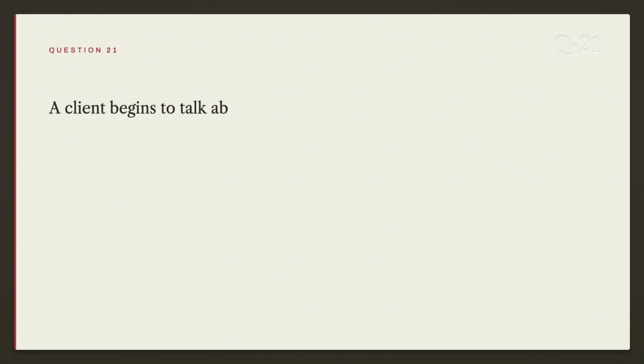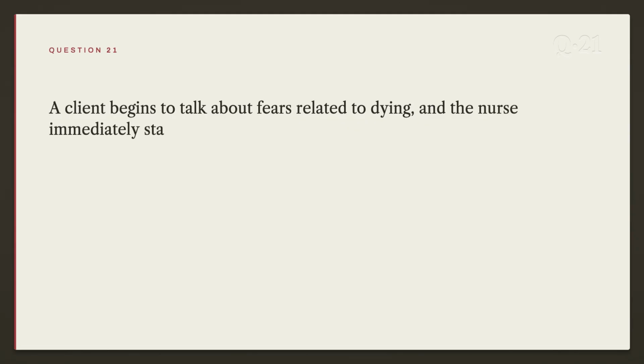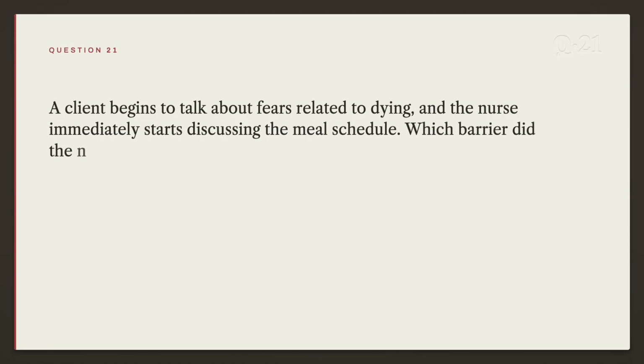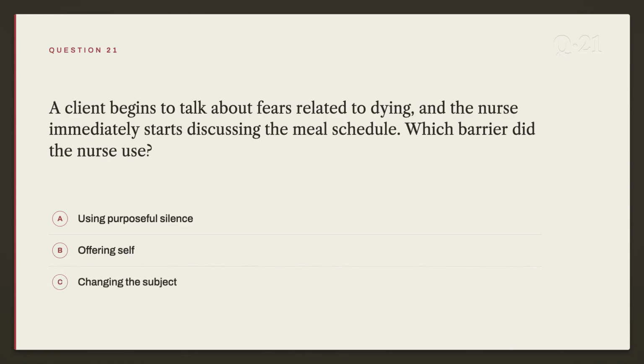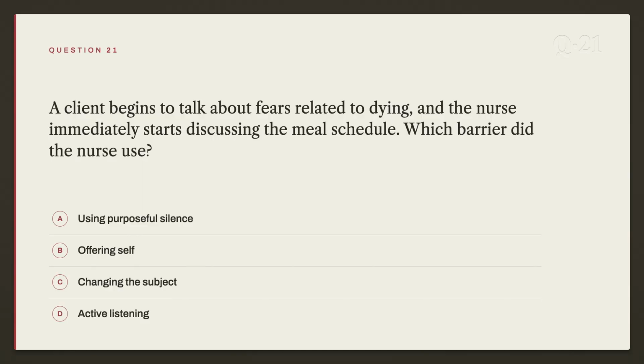Question 21. A client begins to talk about fears related to dying, and the nurse immediately starts discussing the meal schedule. Which barrier did the nurse use? Your options are A. Using purposeful silence, B. Offering self, C. Changing the subject, D. Active listening. Pick one. Trust your gut. Here's your chance to test yourself.